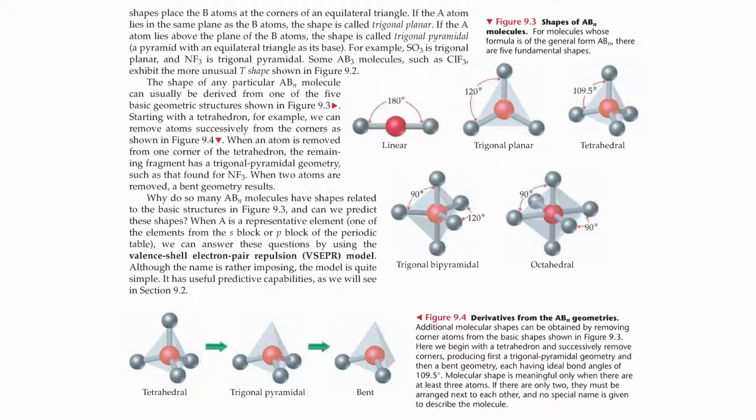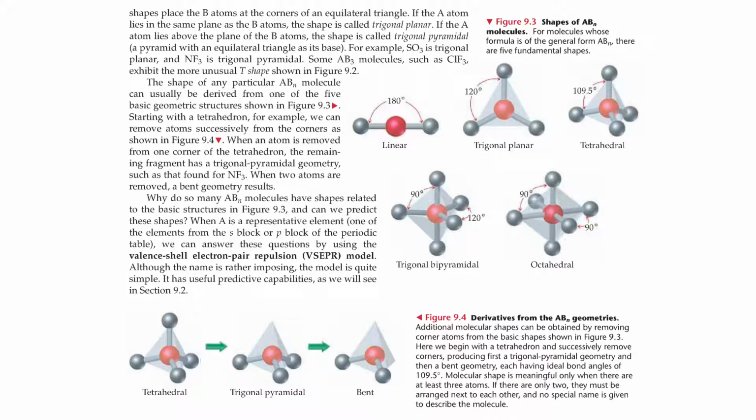The shape of any particular ABn molecule can usually be derived from one of the 5 basic structures shown in Figure 9.3. Starting with a tetrahedron, for example, we can remove atoms successively from the corners, as shown in Figure 9.4. When an atom is removed from one corner of the tetrahedron, the remaining fragment has a trigonal pyramidal geometry, such as found for NF3. When 2 atoms are removed, a bent geometry results. Why do so many ABn molecules have shapes related to the basic structures in Figure 9.3, and can we predict these shapes?